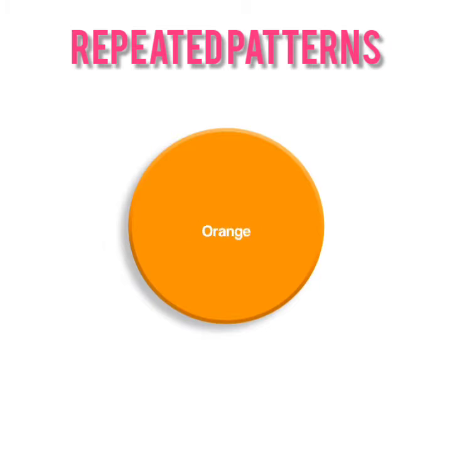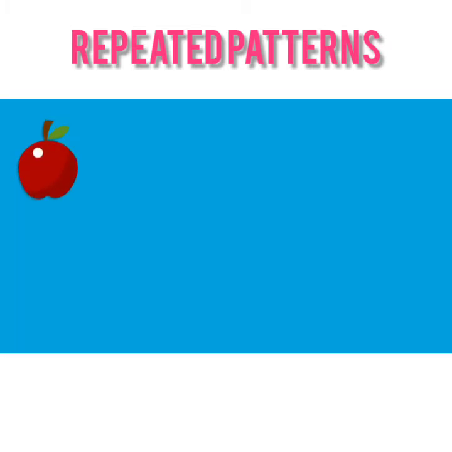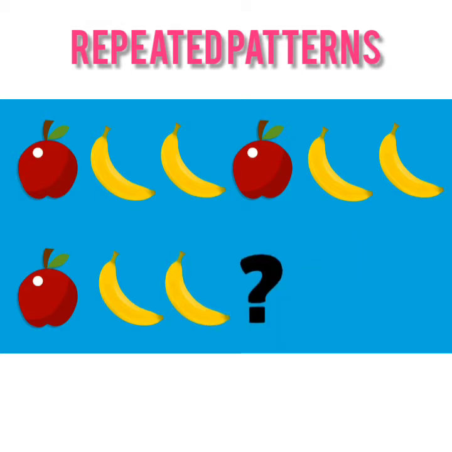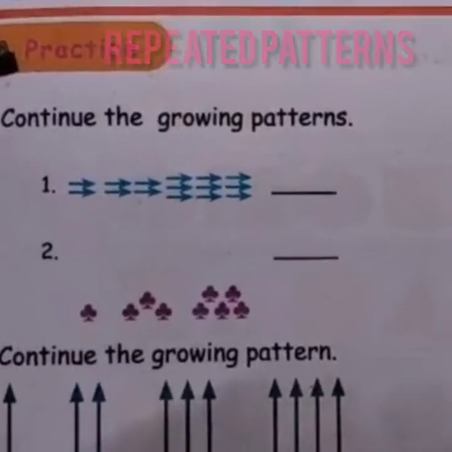Orange circle. Okay. Apple, banana, banana, apple, banana, banana, apple, banana. Next what will come, children? Apple. It's wrong. Then what will come? Banana. Yes, it's correct. Next one what will come, children? Banana. No, it's wrong. Apple. Yes, it's correct. Let us see some activities.